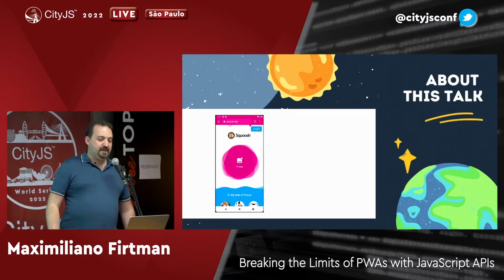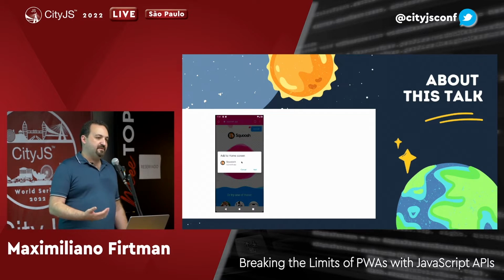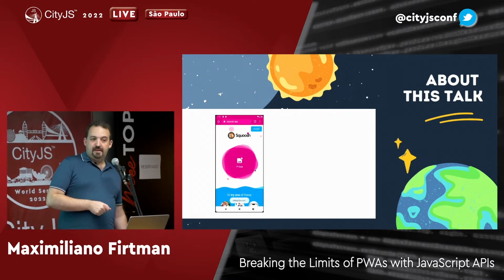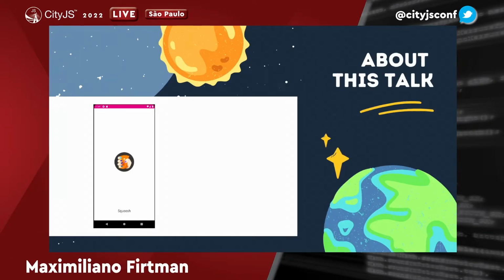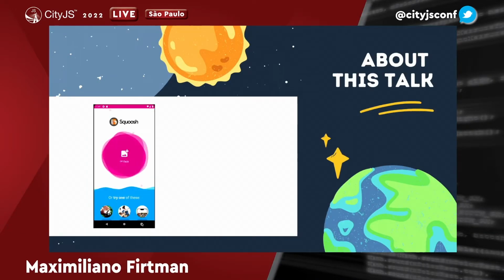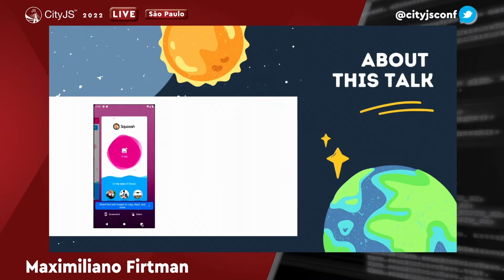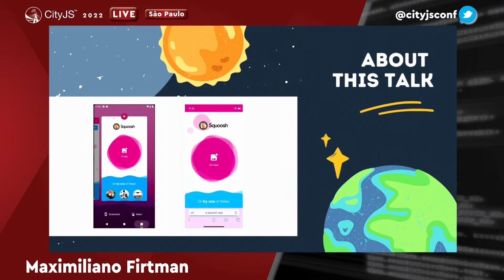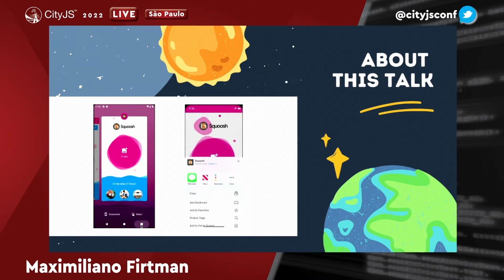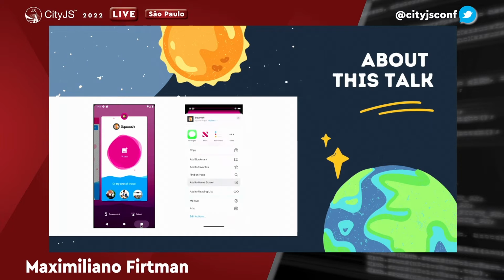So we are going to talk about PWAs. A progressive web app is just a website that you can quickly install or add to your home screen. And when you do that, thanks to service workers and web app manifest, it will look like an app. So this is Android, what you're seeing there, but also you will see something very similar on iOS. You can go to an iPhone or iPad and install that website as an app.